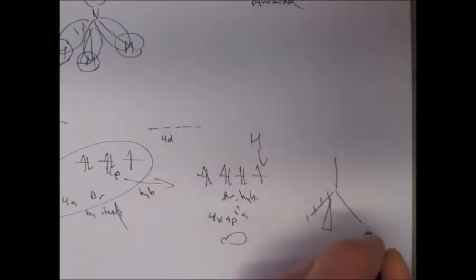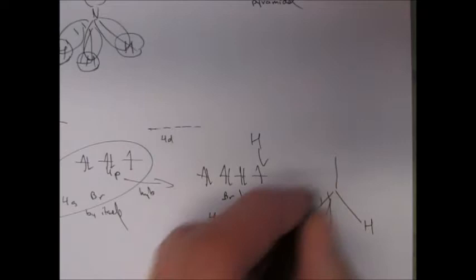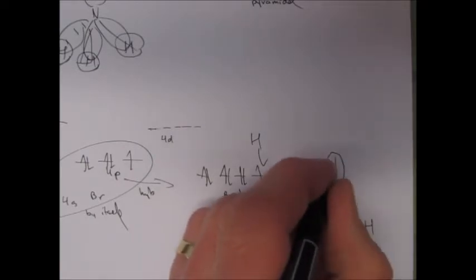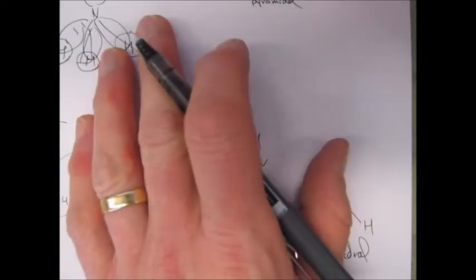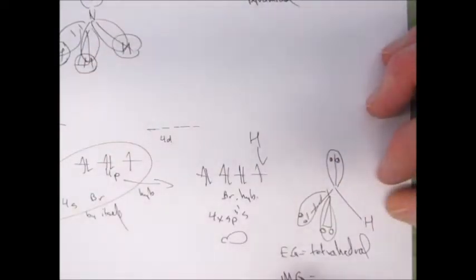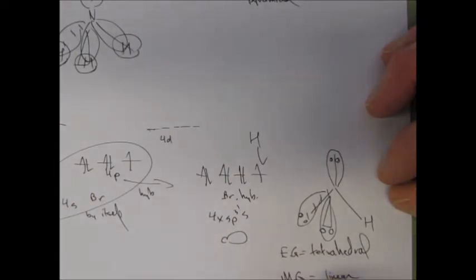Again, it doesn't matter. I could put it anywhere. We should always show the lone pairs like this. So the electronic geometry, tetrahedral, molecular geometry, cover all these up. You see two atoms, it's going to be linear. That's it. And that was bromine in the middle.